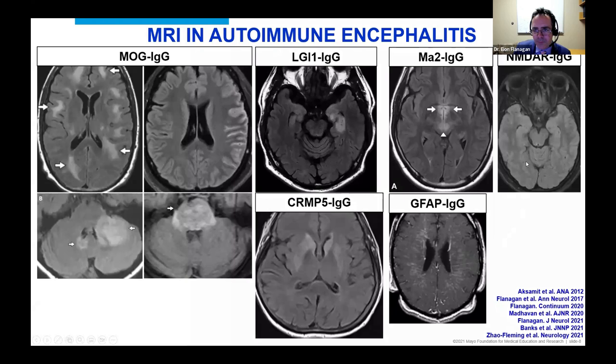For example, with NMDA receptor antibodies, the MRI of the brain is often normal in most cases. And this can cause confusion because when neurologists see patients who we think have encephalitis, we always expect that the brain MRI will show abnormalities. But that's not always the case. So the antibodies are useful in their own right too, even when the MRI is normal.